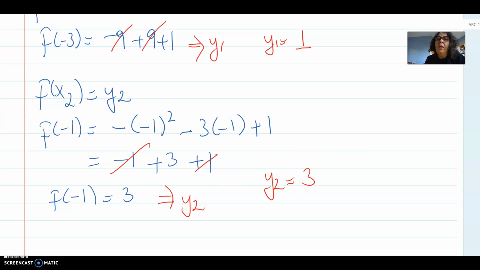Okay, so what are our coordinate couples? x1, y1: x1 is -3, y1 is 1. x2, y2: x2 is -1, y2 is 3.